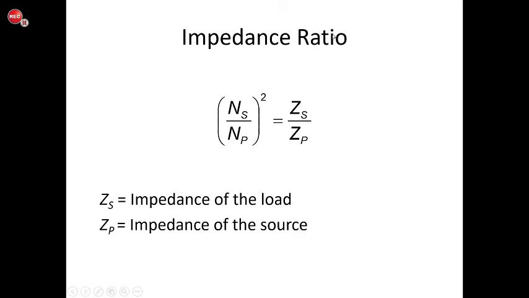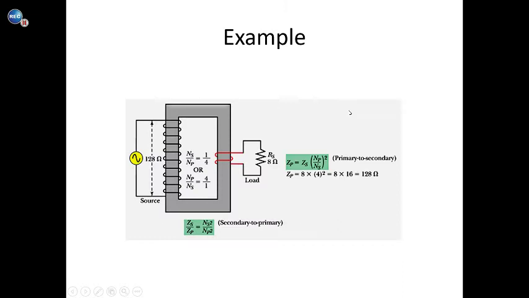The impedance ratio, and I'll prove this for you a little bit later, is the square of the turns ratio. I'll prove to you why it's the square in just a moment. But it is still a direct ratio. Secondary turns over primary turns, squared, is equal to secondary impedance over primary impedance. So we have secondary to secondary and primary to primary, except it's squared for the impedance.